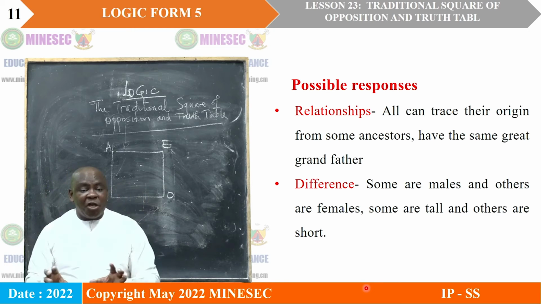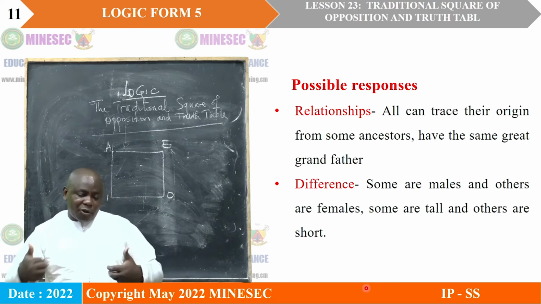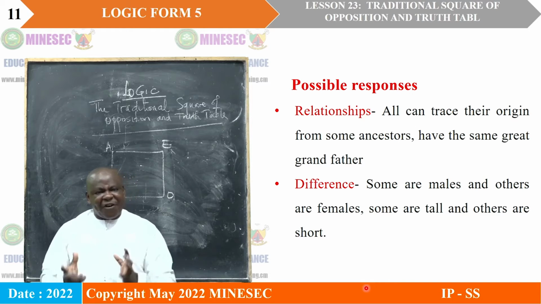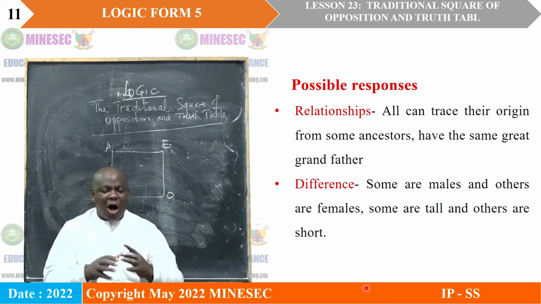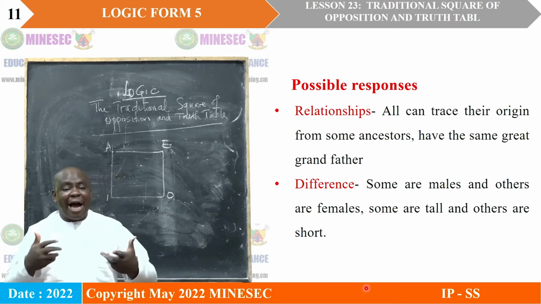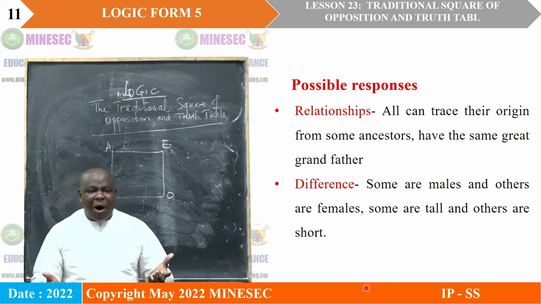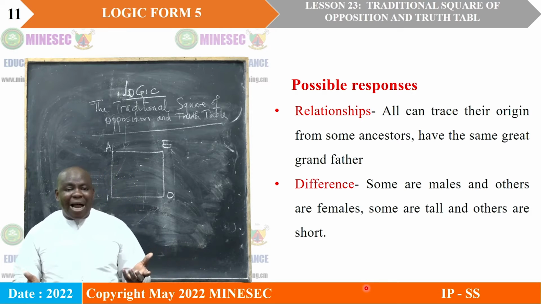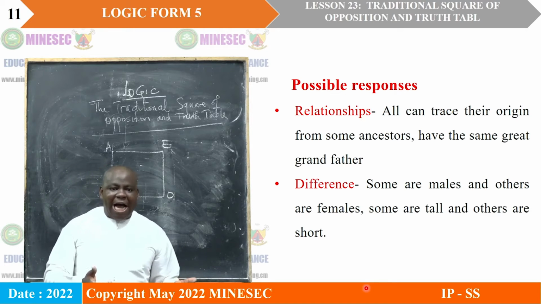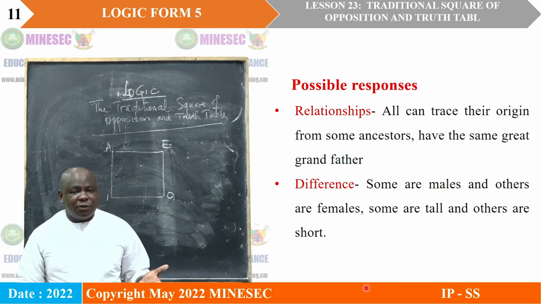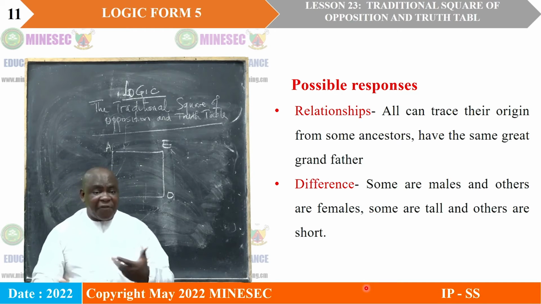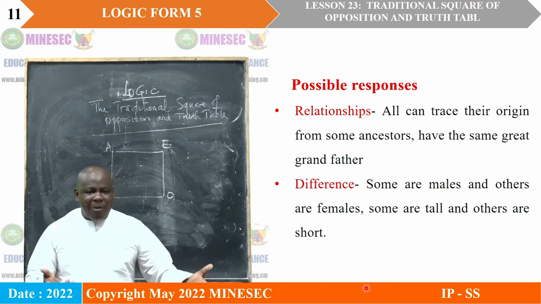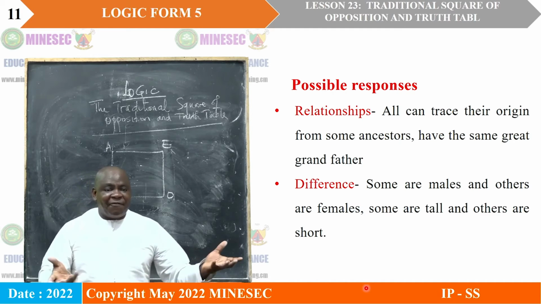That's a relationship between man, woman, children, and extended family. Now, what are the differences? You see that in that relationship of man, woman, children, and extended family, some of them are males, others are females, as well as some are tall, and others are short. That is the difference between the man, woman, children, and extended families.